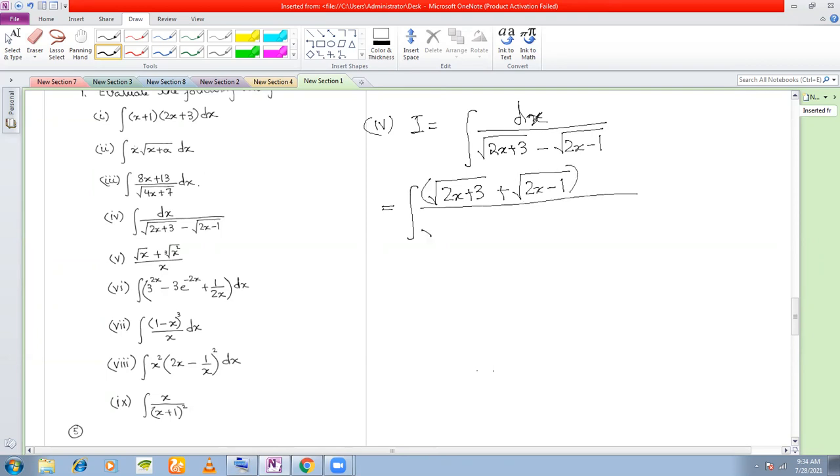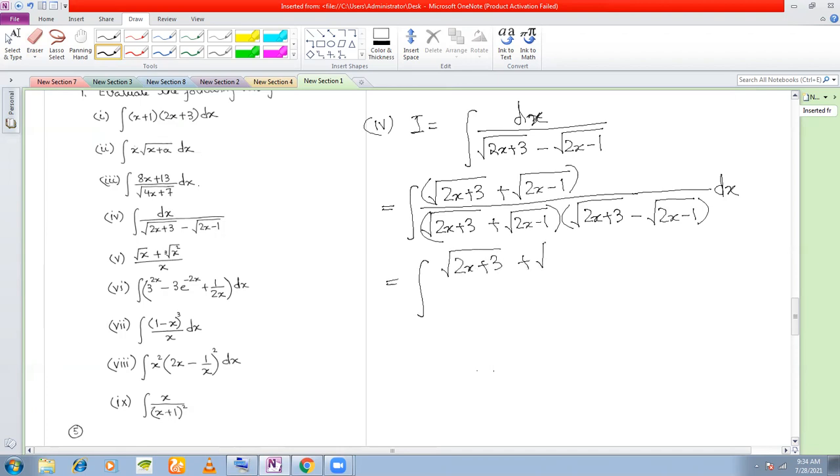divided by root 2x plus 3 plus root 2x minus 1 into root 2x plus 3 minus root 2x minus 1 dx. So what do you get here? Integral root 2x plus 3 plus root 2x minus 1, and here in the denominator you get a square minus b square form, the root 2x plus 3 whole square minus root 2x minus 1 whole square dx.